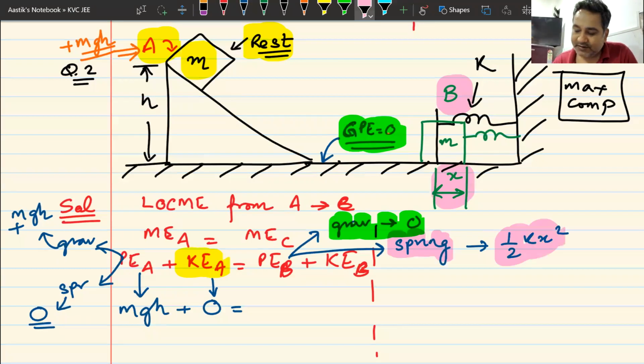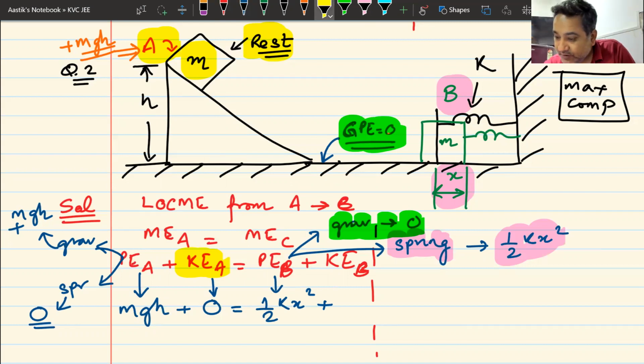Half kx squared. I just put the values here. What about the kinetic energy at point B? Kinetic energy at point B would definitely be 0, because it is at the state of maximum compression, correct? Yes, sir, it is 0.